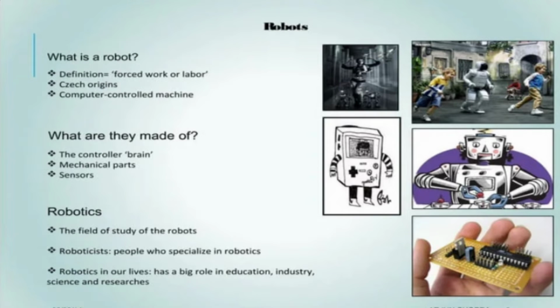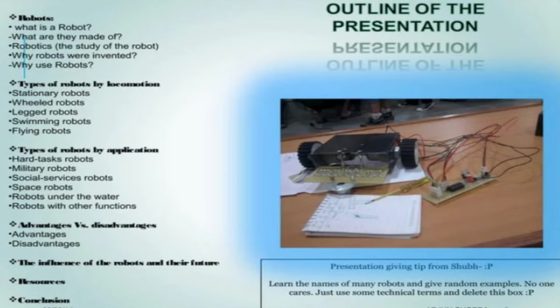What is a robot? The definition: work or labor. The origin: a computer-controlled machine. What are they made of? The controller, brain, mechanical parts, and sensors. Robotics is the field of study of robots, and roboticists are people who specialize in robotics. Robotics in our life has a big role in education, industry, science, and research. These questions can be answered in the next slide.